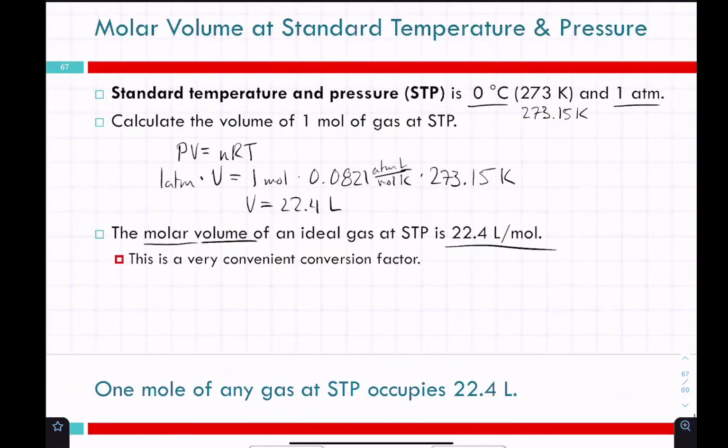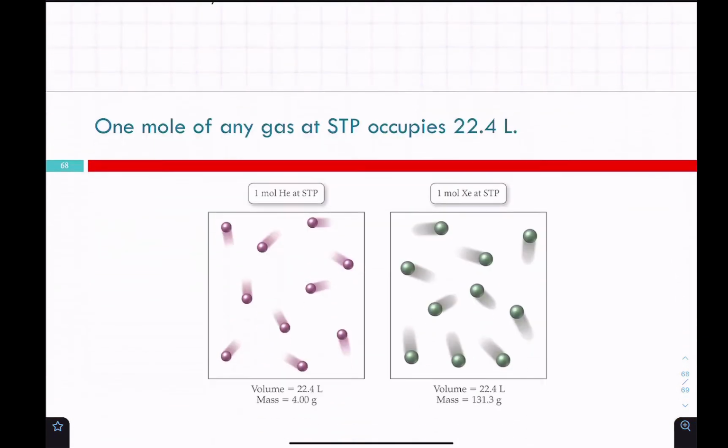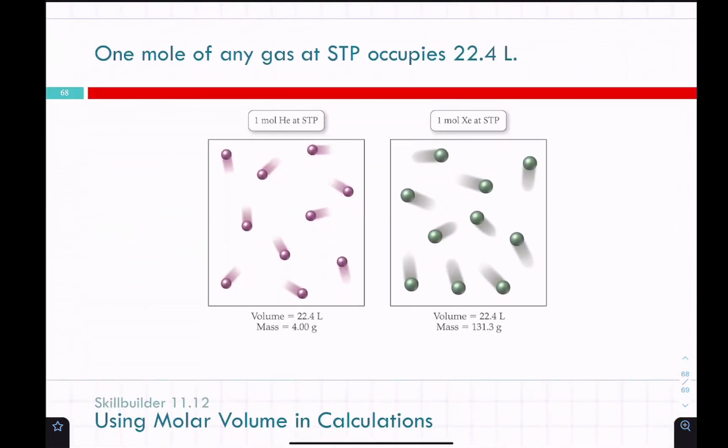Look for this on exams, because I like to throw in problems where you don't need to use the shortcut, but you could use it if you remember it. If you don't remember it, you'll still be fine. But remember that 22.4. For any gas, it doesn't matter what the molar mass of the gas is, it's still going to be 22.4 liters.